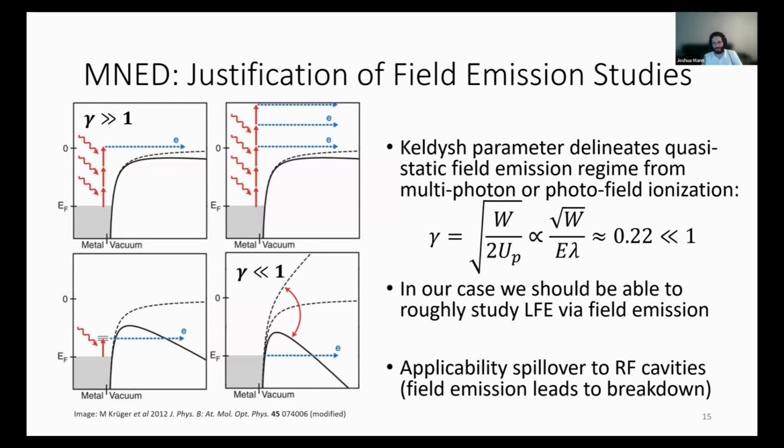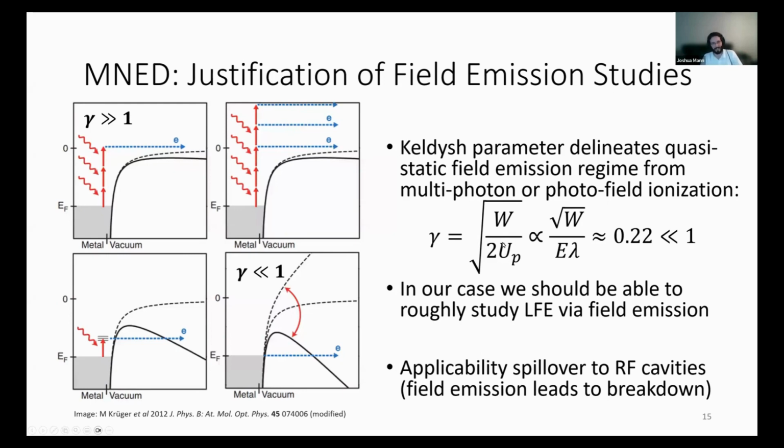This delineates the quasi-static field emission regime, where we want to study a system, from the multi-photon or photofield ionization regime, which is like your standard photoemission process. And this Keldysh parameter is mostly just a ratio of your ionization potential to the ponderomotive potential of the field, which is proportional to laser intensity. And so if you have a very weak laser, then you might expect to observe multi-photon absorption as opposed to field emission. And on the other end, if you have a very large ponderomotive potential or intense laser, you might expect field emission.